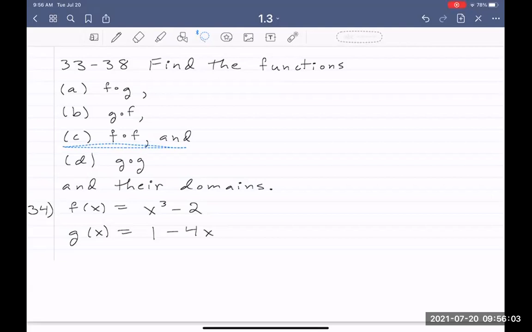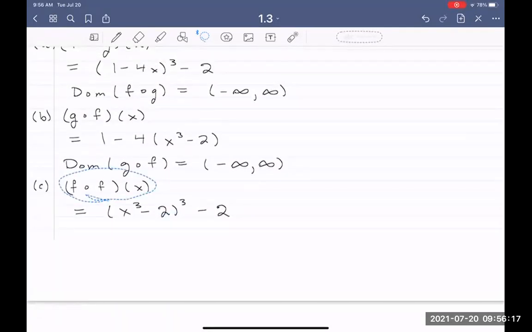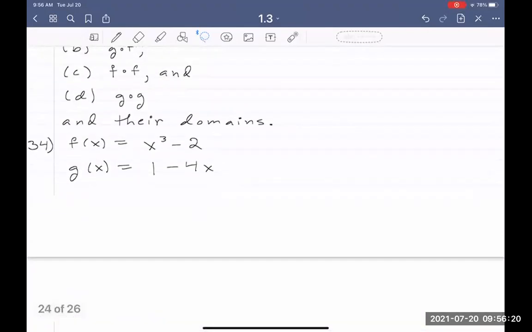Okay, so let's do F composed with F. So this is F here. So I have F composed with F at X. So wherever I see an X in the formula for F, I'm going to replace X by the formula given by F. So wherever I see an X here, I'm going to replace X by X cubed minus 3.